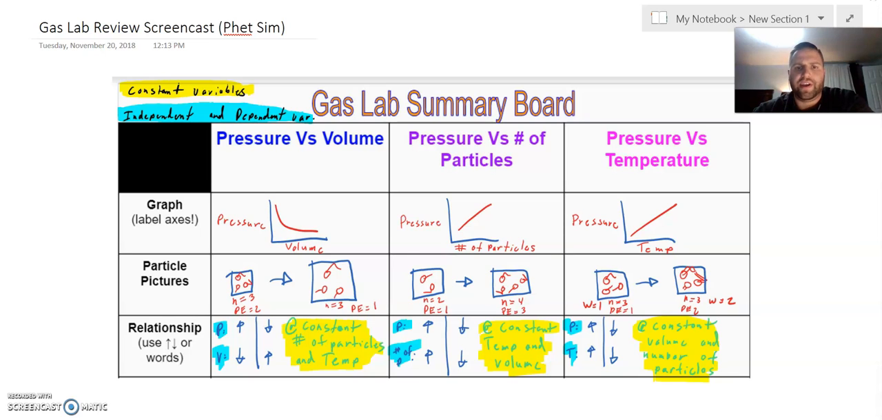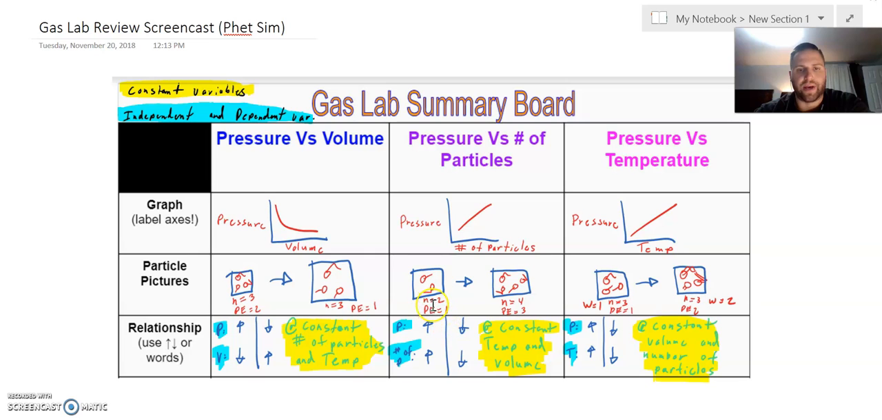The last thing to key in on here is the particle drawing. To represent this experiment, remember, let's look at the constants first. The volume must stay the same. Notice that the boxes from start to finish are pretty much the same size. The temperature stays the same. Notice that each particle has one whooshy. From left to right, the temperature is the same. What needs to change, though, is the number of particles.